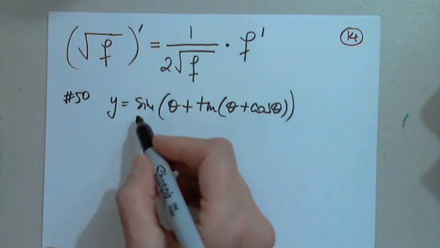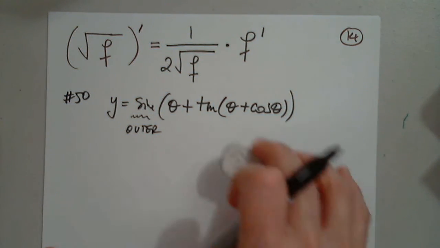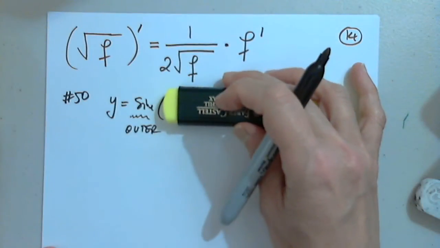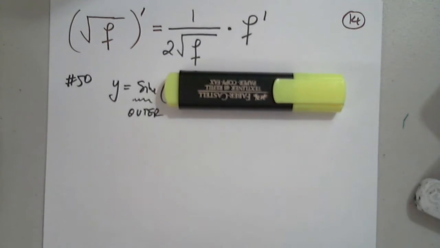We want to differentiate this function. So this is the outer. I don't know what the inner is, and I don't care. So y prime, first of all, I differentiate the outer.